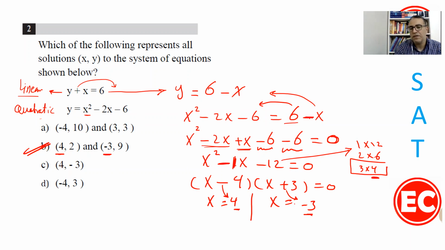And I don't have to figure out the value of y. This is how to solve the question in SAT.